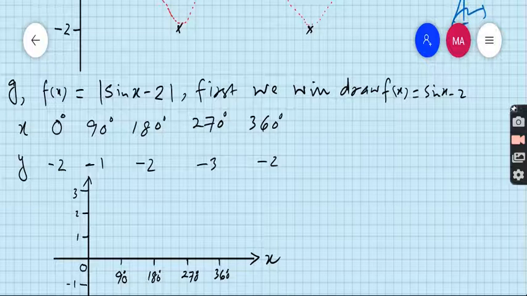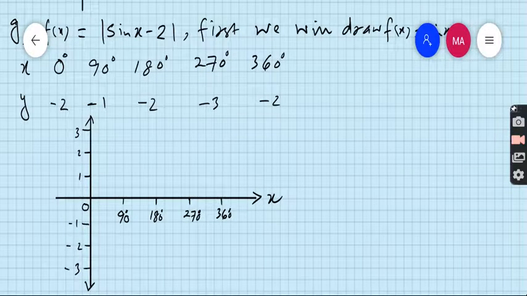f(x) is equal to the absolute value of sin x minus 2. So first we will draw f(x) equals sin x minus 2, that is without the absolute value function. Take your calculator. Write sin x. Because the period is 360 degrees, we have to take a 90 degrees interval. So sin 0 minus 2 is minus 2, sin 90 minus 2 is minus 1, 180 gives minus 2, 270 gives minus 3, 360 degrees gives minus 2. All values are negative.